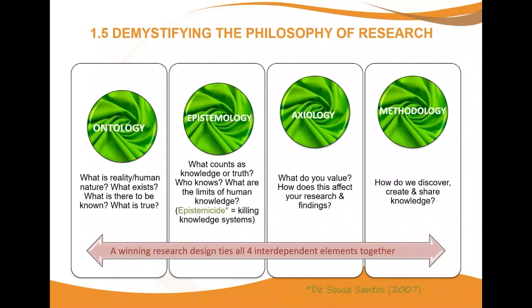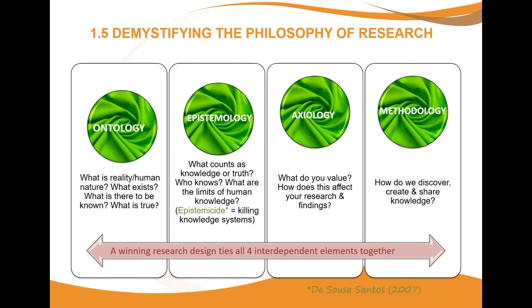So the philosophy of research. A paradigm is said to have an ontology, an epistemology, an axiology, and a methodology. And they fit together in the rules of my game. So ontology is, what is reality? What is social reality? What is physical reality? What is human nature? What exists? What is there to be known out there? What is true? What are truth claims? That's my ontology. How do I see the world?